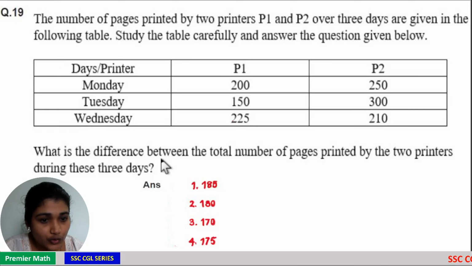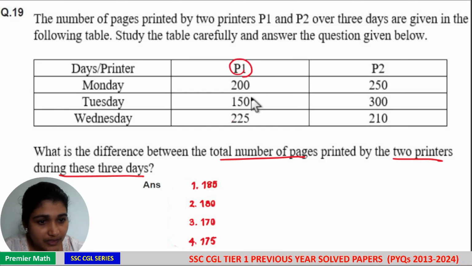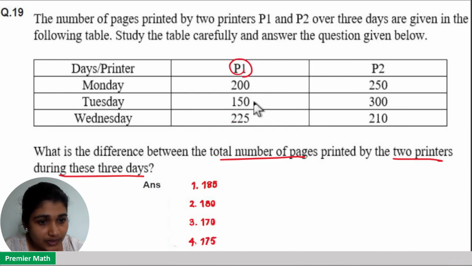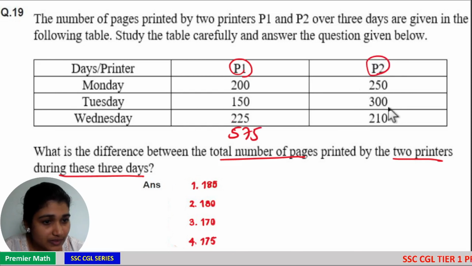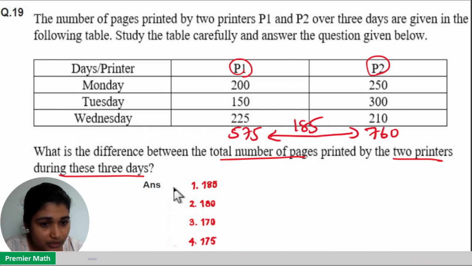What is the difference between the total number of pages printed by the two printers during these 3 days? Here P1 prints a total of 200 plus 150 plus 225. That is 350 plus 225, a total of 575 pages. Now P2 prints a total of 250 plus 300 plus 210. That is 550 plus 210, equal to 760. Now the difference between these two is 25 plus 160, which is 185. Option 1 is your answer.